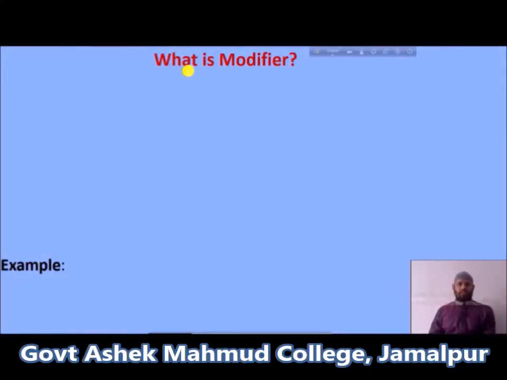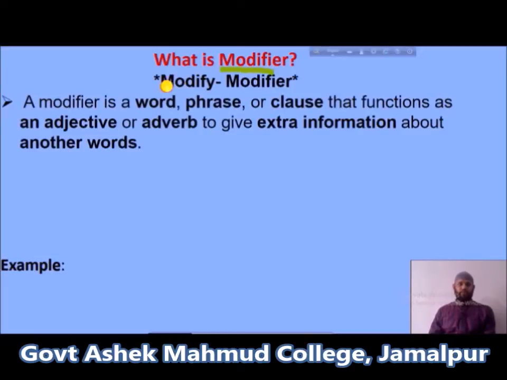Dear learners, first let's know about what is modifier. The word modifier comes from the word modify. A modifier is a word, phrase, or clause that functions as an adjective or adverb to give extra information about another word. So modifier is not only a word, it may be a phrase or it may be a clause, and I hope that you have a very clear idea about phrase and clause. And the function of modifier is adjectives and adverb. The main purpose of using modifier is to give extra information about another words.